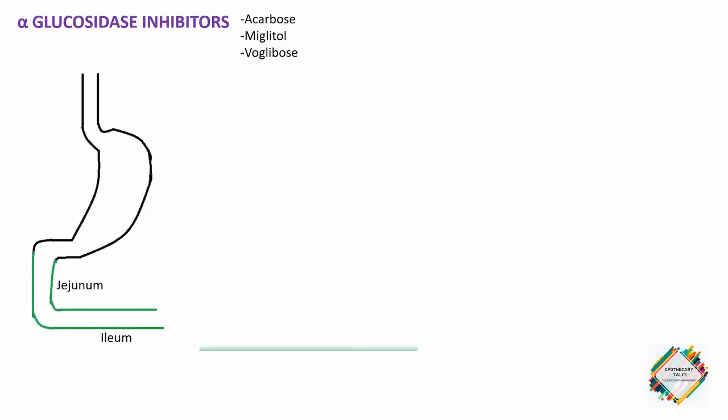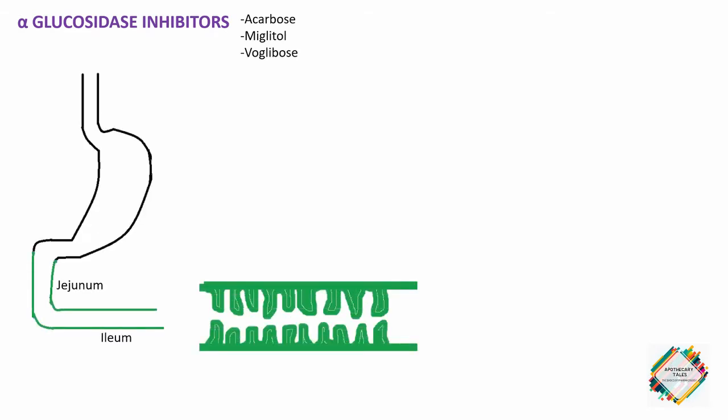Now what is the mechanism of action? Located in the intestinal brush border, these alpha-glucosidase enzymes usually break down the carbohydrates into glucose and other simple sugars that can be easily absorbed. Now acarbose and miglitol will reversibly inhibit this enzyme, alpha-glucosidase.